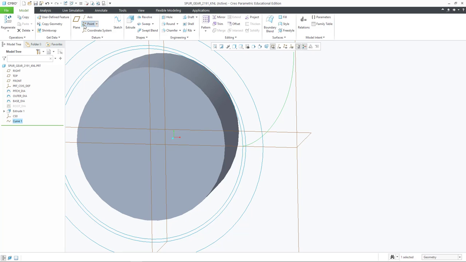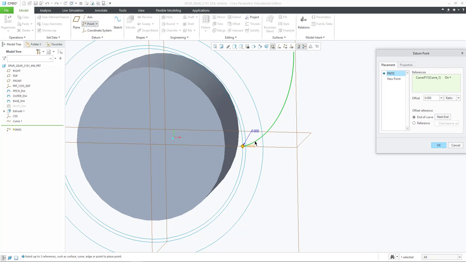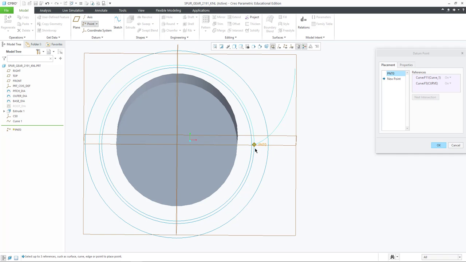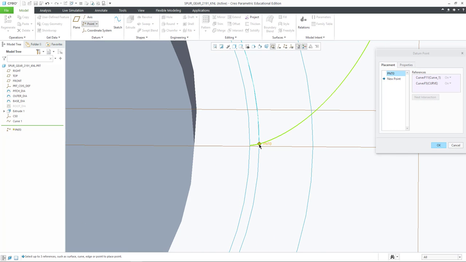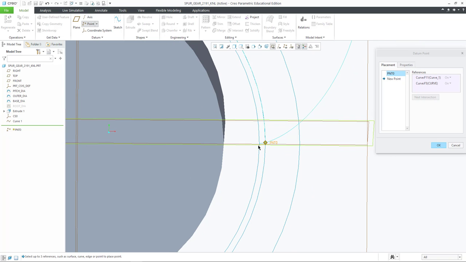Create a datum point at the intersection of the curve and, by holding down Control, the pitch diameter. So the pitch diameter is going to be the second one in from the outside, not the base diameter where the curve starts, but it's going to be just a little bit above that top plane. So holding down Control, point 0 intersects the equation curve and the pitch diameter.